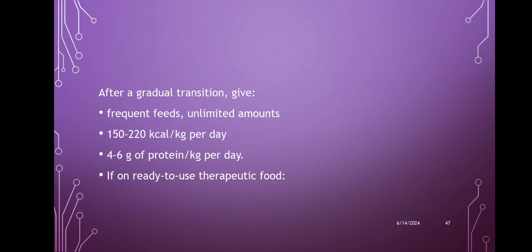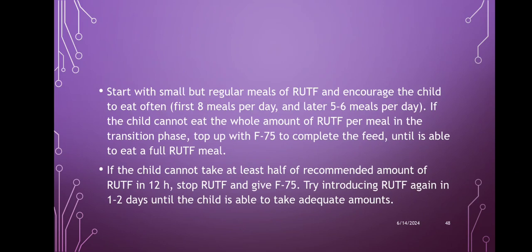After a gradual transition, give frequent feeds of unlimited amounts, 150 to 220 kilocalories per kg per day, and 4 to 6 grams of protein per kg per day if on RUTF. Start with small but regular meals of RUTF and encourage the child to eat often. If the child cannot eat the whole amount of RUTF per meal in the transition phase, top up with F75 to complete the feed until the patient is able to eat a full RUTF meal. If the child cannot take at least half of the recommended amount of RUTF in 12 hours, stop RUTF and give F75. Then try reintroducing RUTF again in 1 to 2 days until the child is able to take adequate amounts.